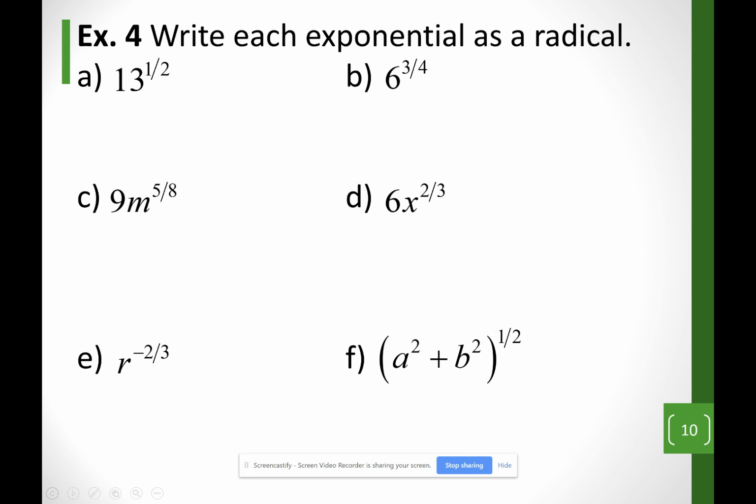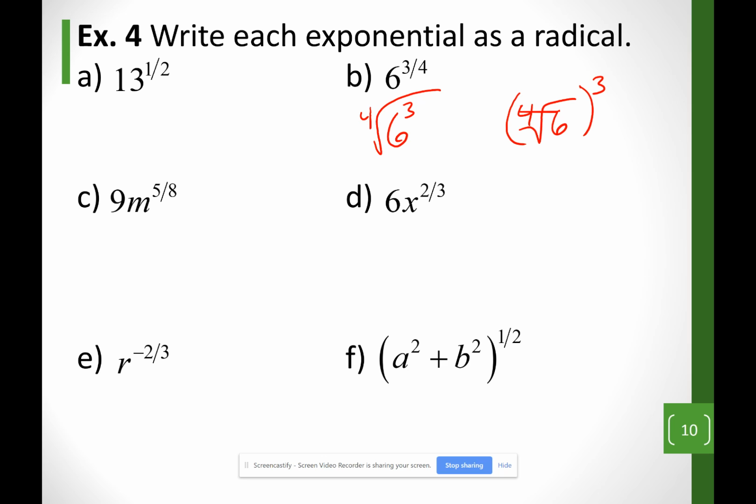Now here, write each as a radical. Two ways how we can do this. Let me start with example B. 3/4, I can do the exponent first. I can do 6 to the third, and I can do the fourth root later. So I can do the exponent first, or if I want to do the root first, I'm going to say the fourth root of 6, and whatever I get is to the third.